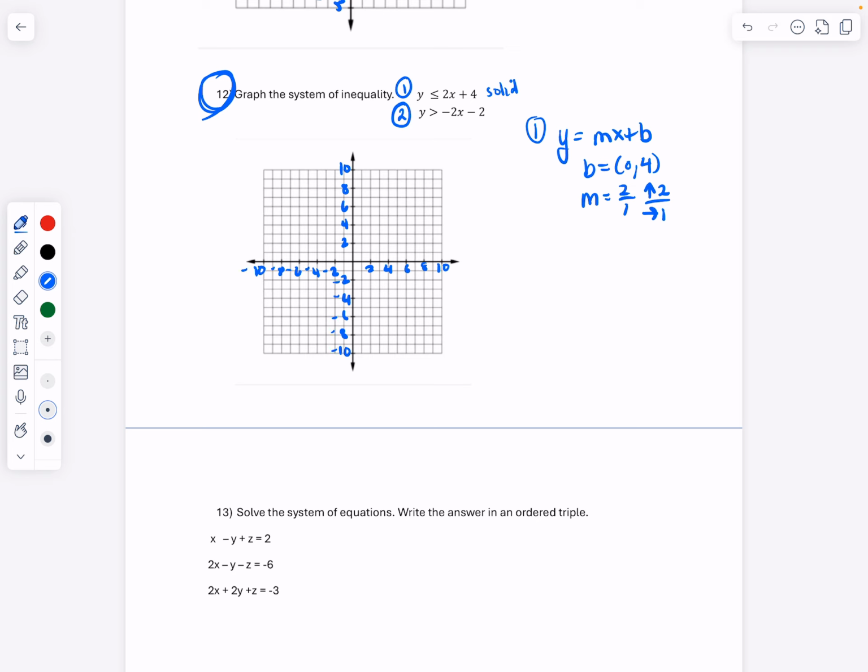And now I'm going to graph the line. So I'm going to graph this first line in black. So 0, 4 is here. Up 2 units over to the right, 1. Or down 2 units over to the left, 1, etc. And remember, this is a solid line. So I'm going to let that snap into place, and voila.